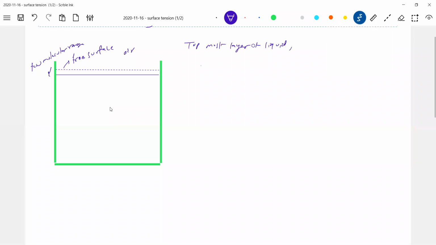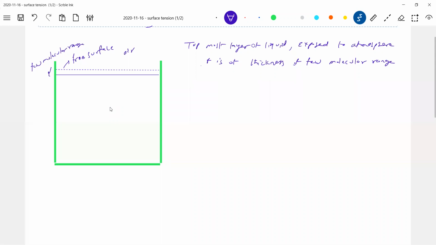So how do you define it? The topmost layer of liquid exposed to the atmosphere and of thickness of a few molecular range. Okay, this is about the free surface.